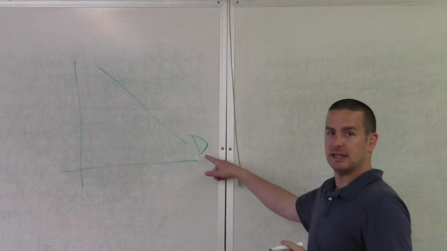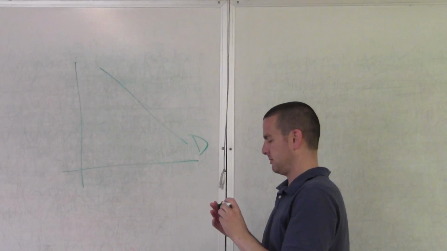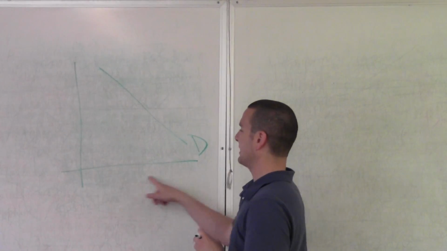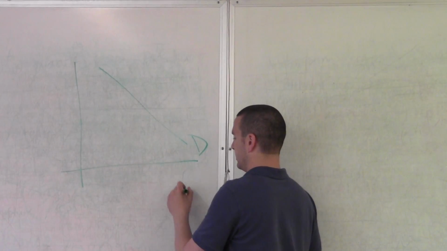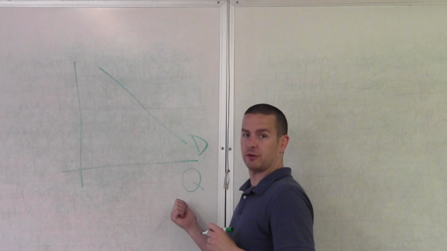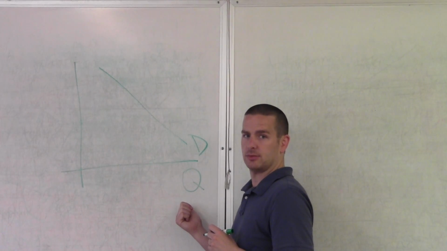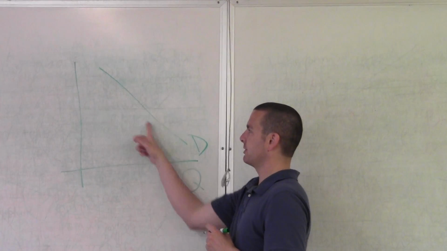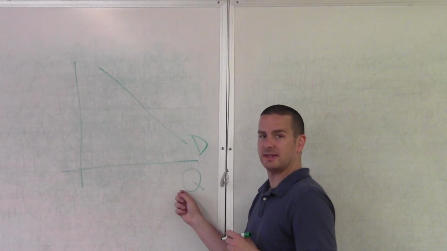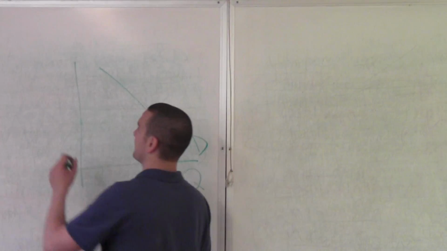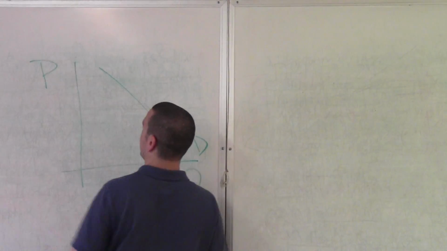We label it D for demand. Okay? On the horizontal axis, put a Q for quantity. Okay? So you have a demand curve that slopes downwards. There's quantity, and then there's price.